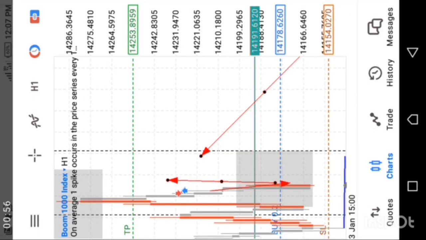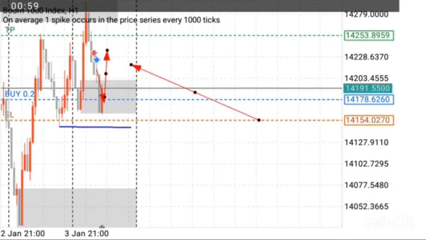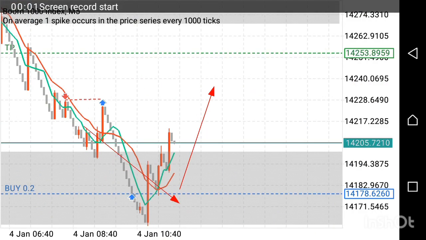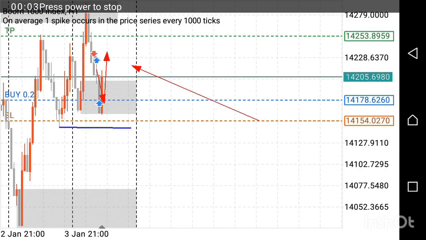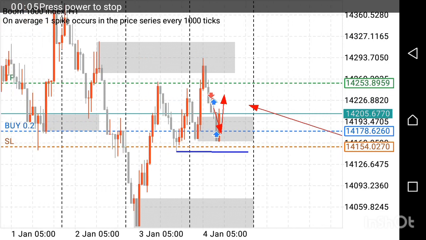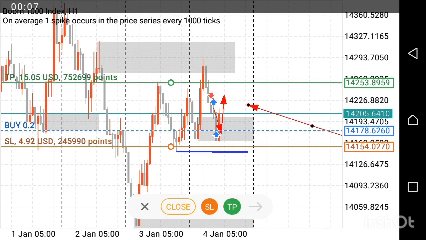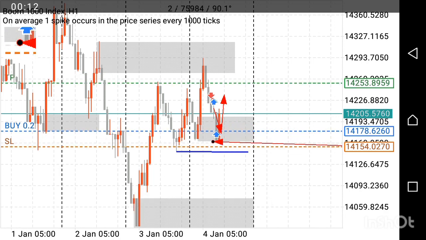So let's just see how this market plays out, guys. Okay, guys, so we are up and running. The market already tapped into our zone now. We are seeing a series of spikes. It tapped us in here, and we are starting to see spikes.